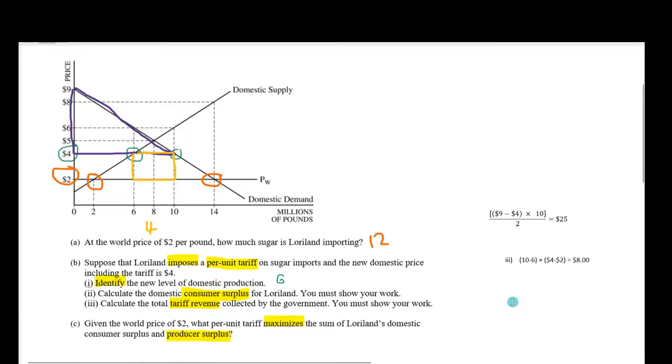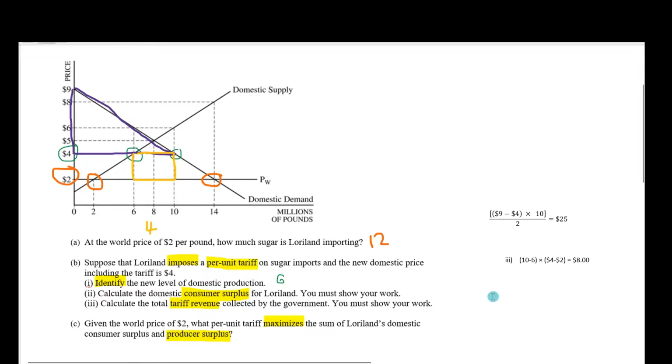Now for the last part of the question, C tells us that given the world price, so there's that word given, so granted or assume, you could say assume the world price is $2. So what per unit tariff maximizes, gives us the largest amount, maximizes the sum of Lauraland's domestic consumer surplus and producer surplus. So in other words, this question is asking us what per unit tariff will give us the largest total surplus, consumer plus producer surplus.